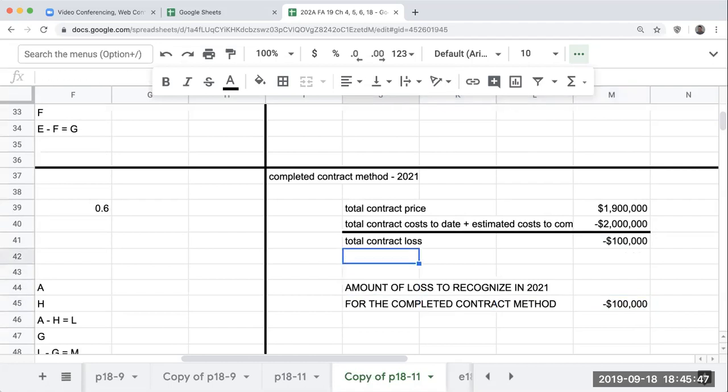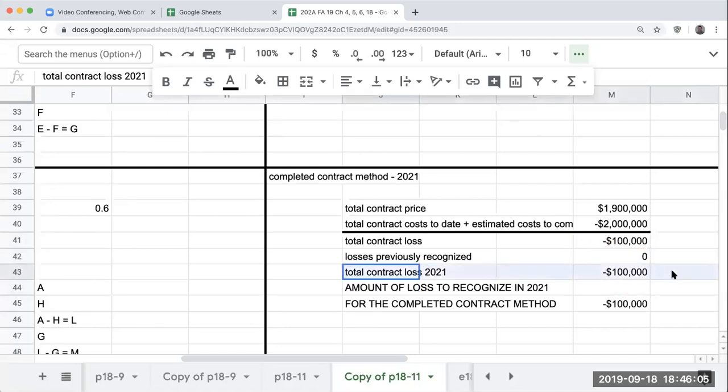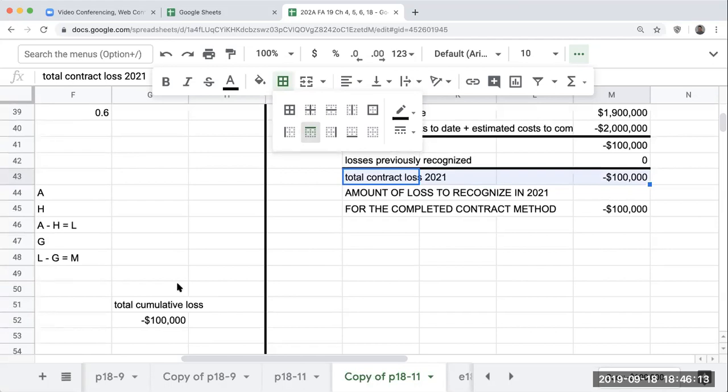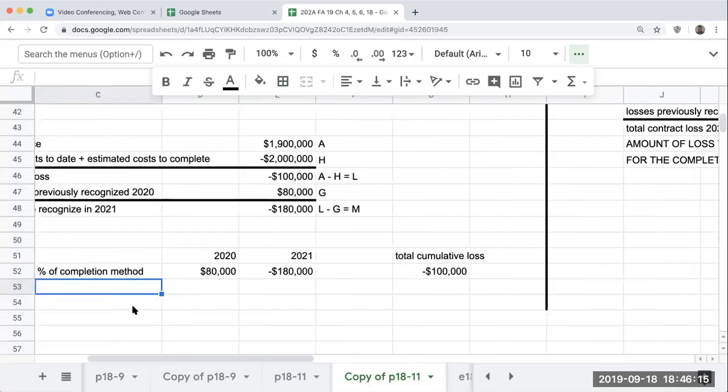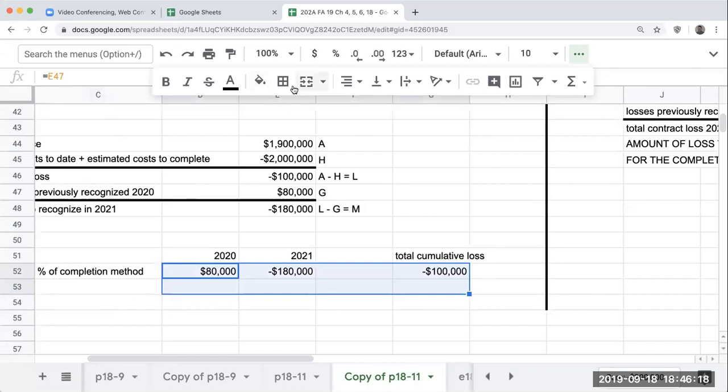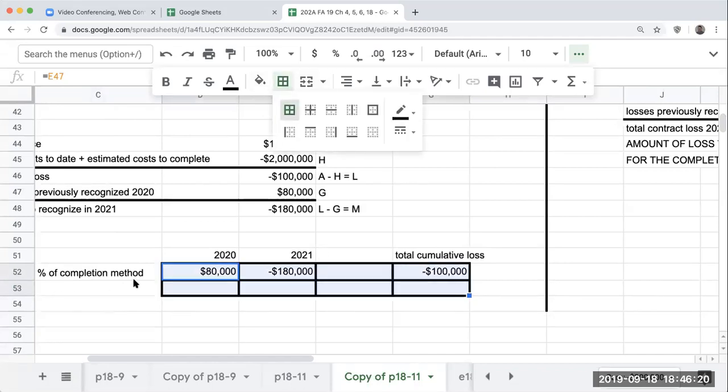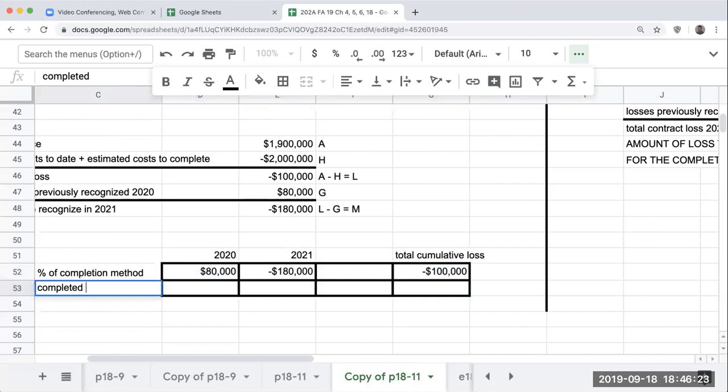Okay, so here's losses previously recognized, 0, because I recognized no losses last year. So my total contract loss for 2021 is going to be $100,000. Okay, so I've gotten to this part right over here of my total contract loss. Now, if I'm going to complete this chart over here for these methods, and if I look at this here for 2020, this is completed contract.